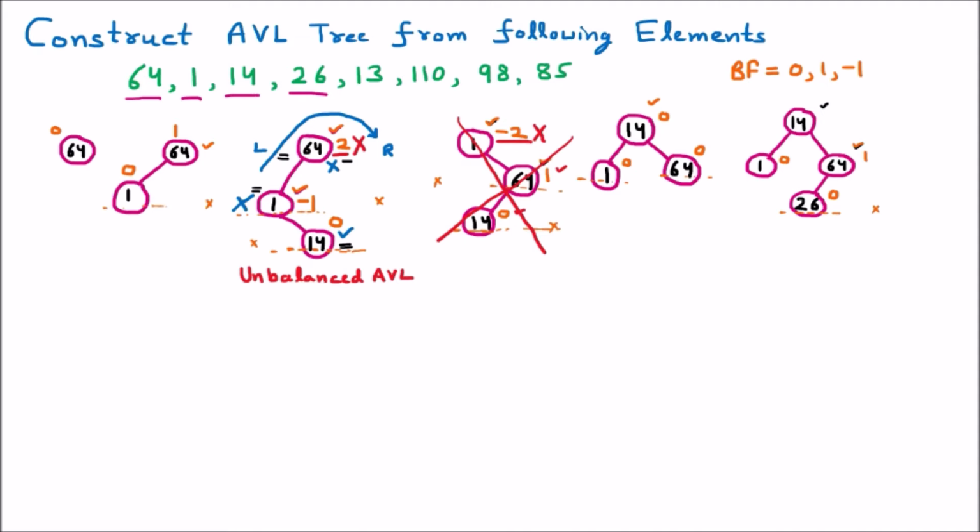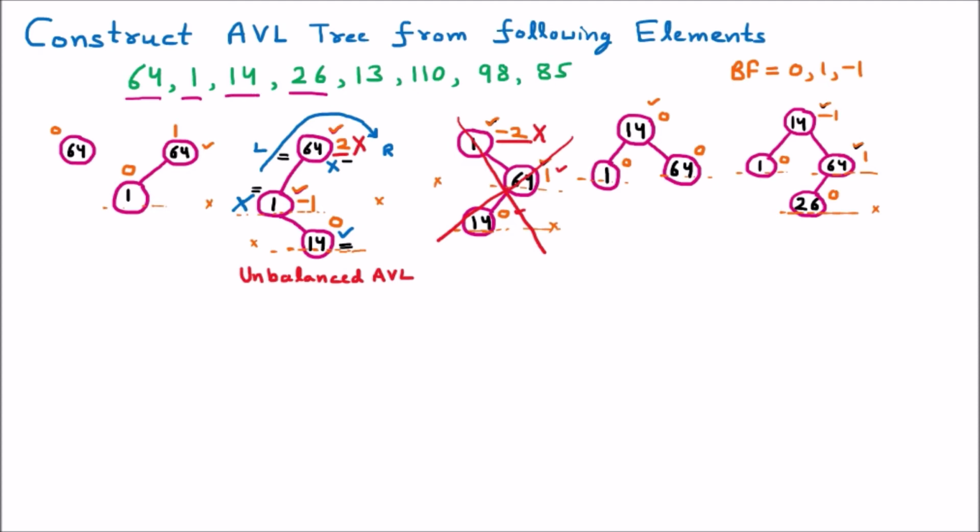Then talking about the balancing factor of 14. Here on the left we have 1, on the right we have 1 and 2. So 1 minus 2 is minus 1. Now all the nodes follow the balancing factor criteria because it is 0, 1 or minus 1. This is a balanced AVL, not a problem.